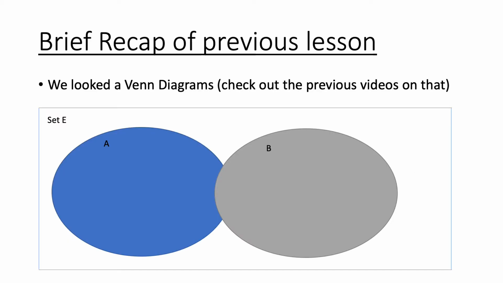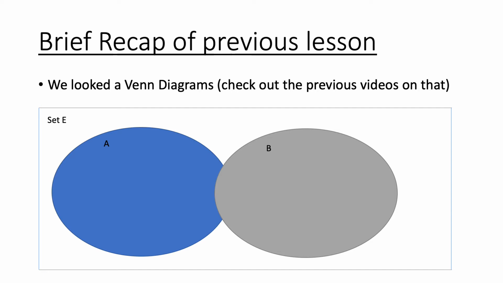Right guys, a little recap from the previous lessons. In the last 3 lessons, we were looking at Venn diagrams. Venn diagrams are a way to express 2 or more events in this form. This is what I call event A, and then event B, and then I've got this set E, or epsilon, that I put on my whiteboard.